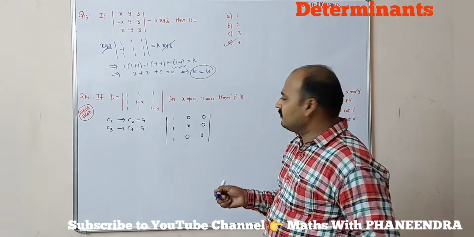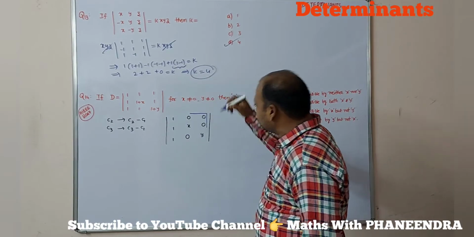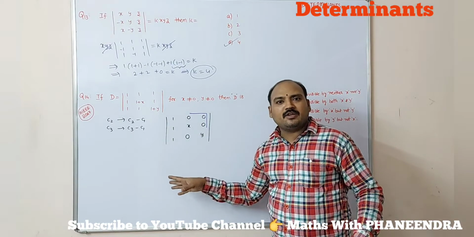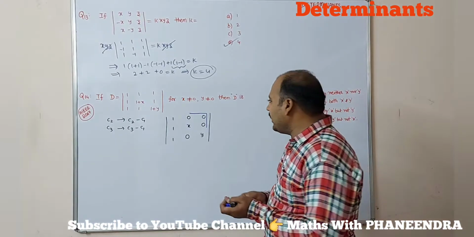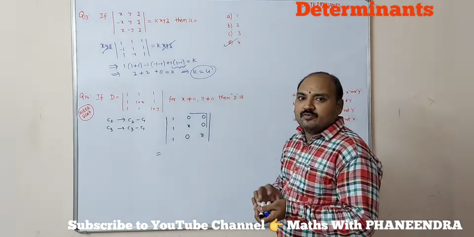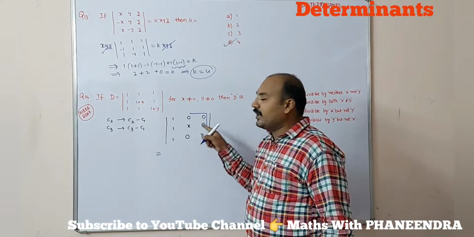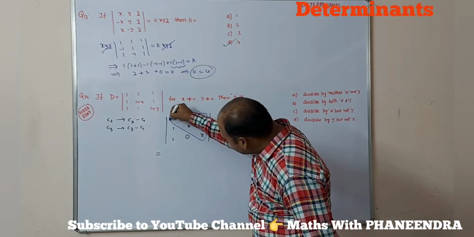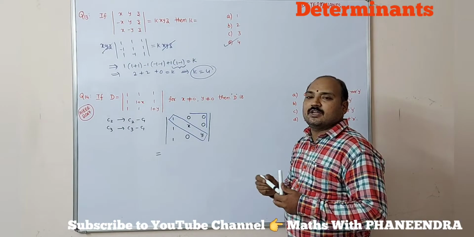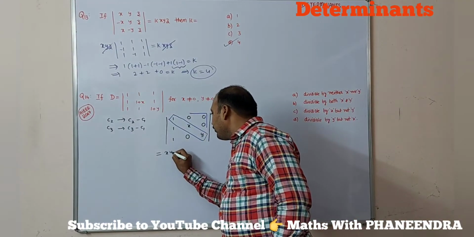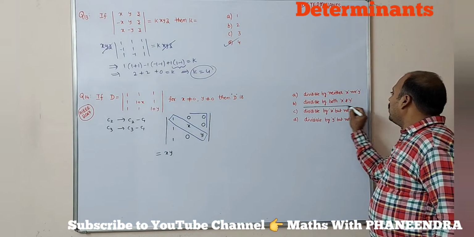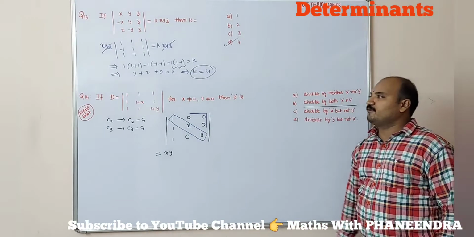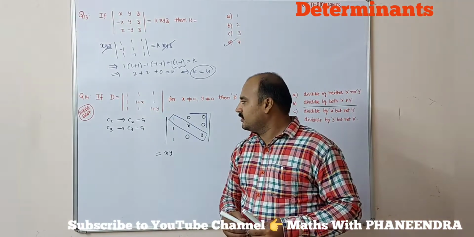This determinant is a lower triangular matrix. Whenever the given determinant is either a lower triangular matrix or an upper triangular matrix, one important property, dear students, is that without expanding, the determinant is the product of the diagonal elements. So the answer for this question is 1 into x into y, so xy. xy is divisible by both x and y. I hope everyone understands. Yes, students.